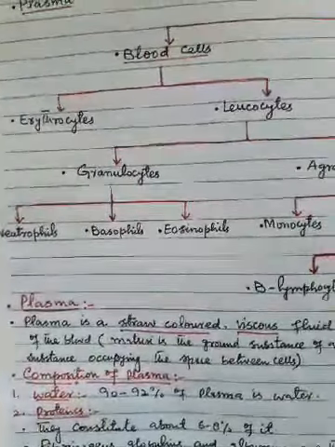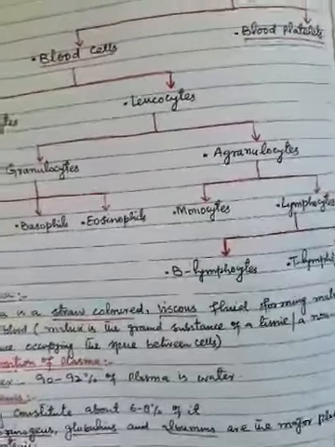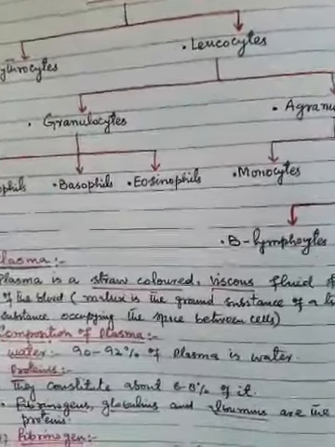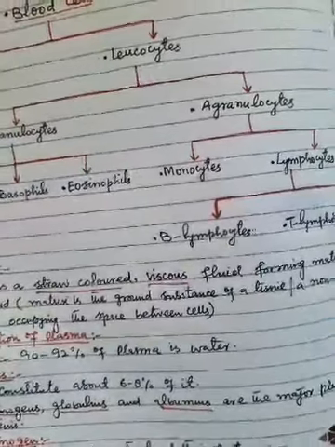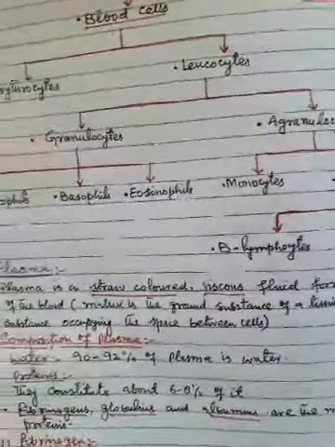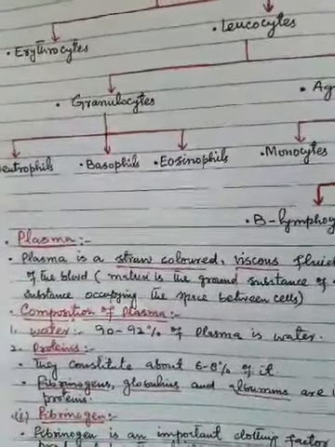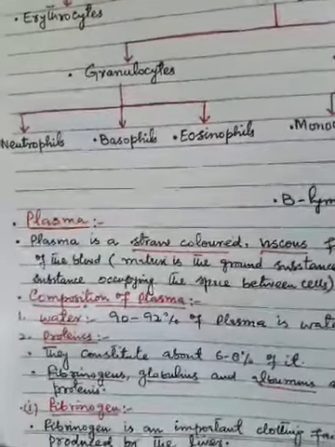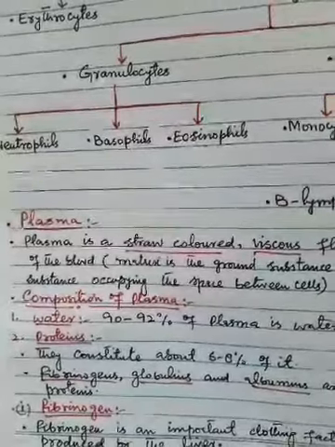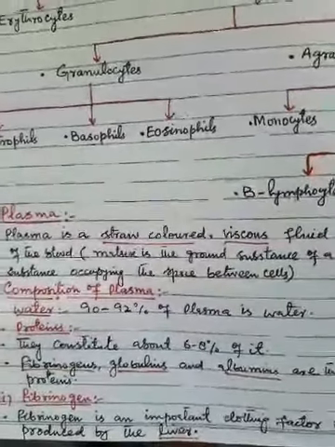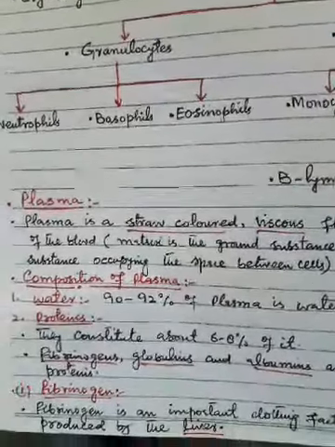Plasma is a straw-colored viscous fluid forming the matrix of the blood. Matrix is the ground substance of a tissue or a non-living substance occupying the space between cells. Composition of plasma. Number one, water. 90 to 92% of plasma is water. That means water constitutes 90 to 92% of plasma.